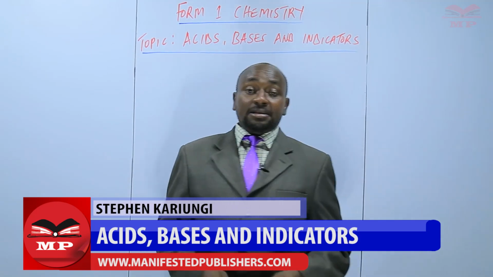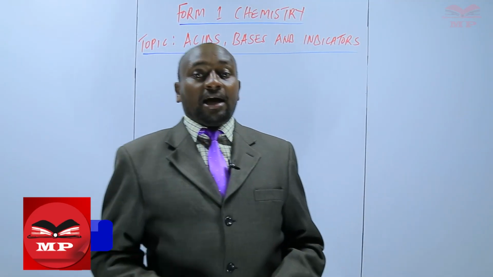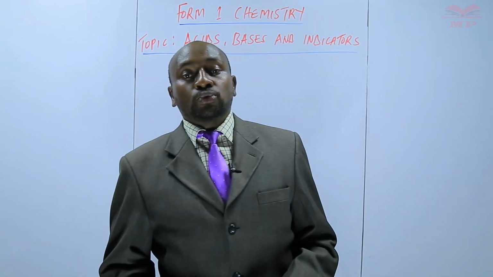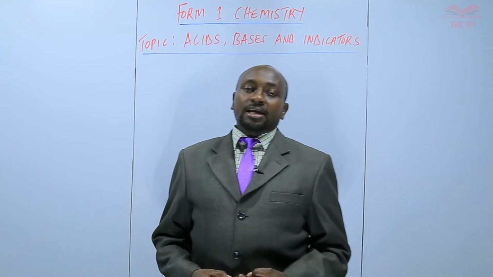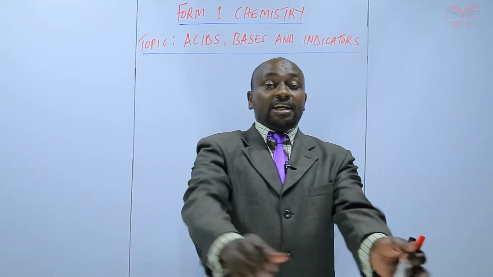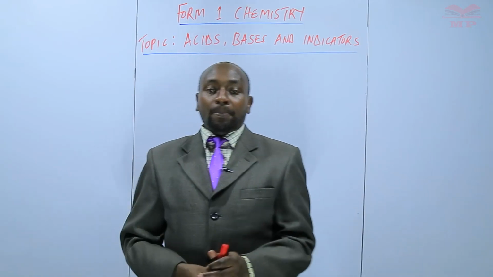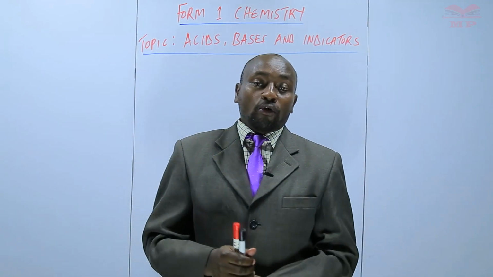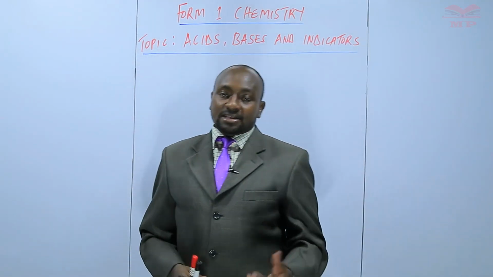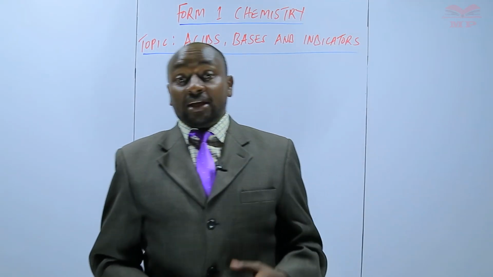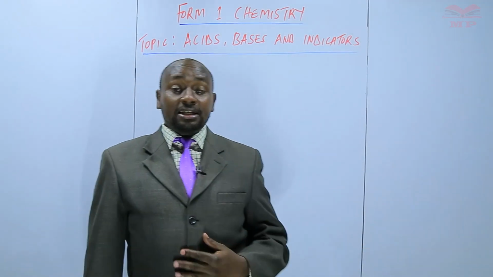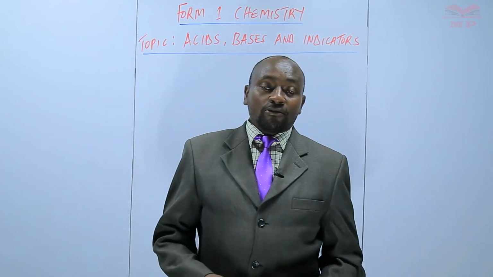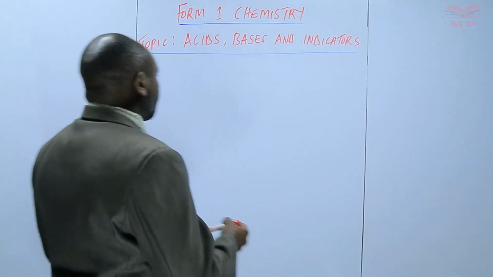The topic is acids, bases, and indicators, a topic in Form 1 chemistry. At this point, we are going to discuss commercial indicators. This is in addition to what we discussed last time, the extraction of indicators from plant extracts. We saw the disadvantages of those indicators obtained from plant extracts, and that is why there is need for commercial indicators.